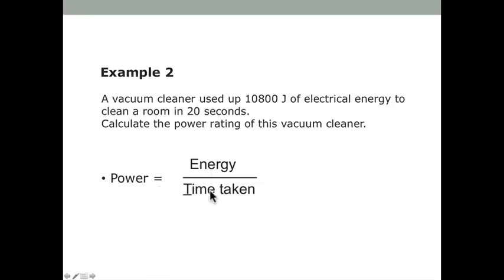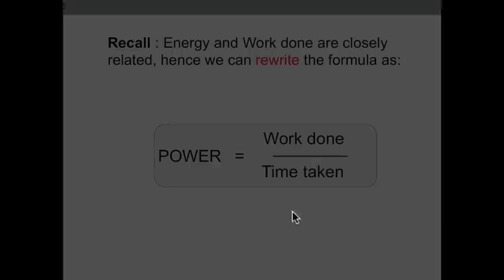Power equals energy over time taken again, and we put in the energy divided by the time. Be careful that the time is in seconds. Do a quick check. This is correct. The answer is 540 watts. That isn't so bad, quite straightforward.